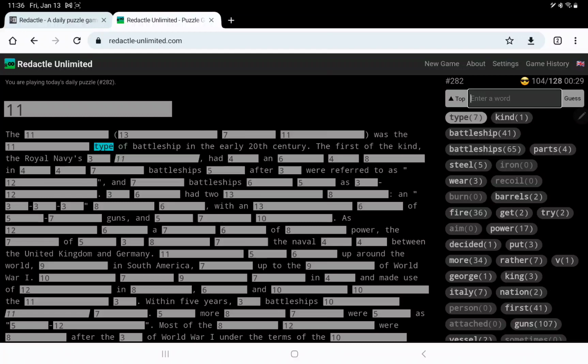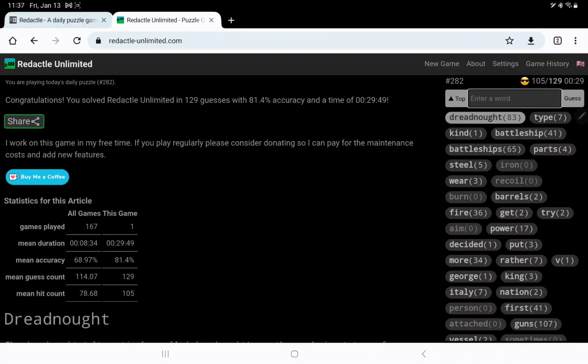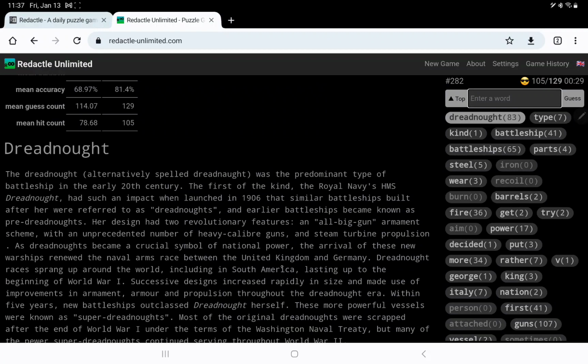Ooh, I am thinking of a type of ship. Not exactly sure what it is, but Dreadnought as 11. All right, so that was about 30 minutes, 129 words of the 167 games played so far. The mean was 114, so I'm a little behind the mean, but okay, that's all right.